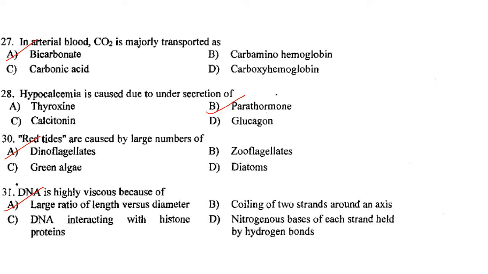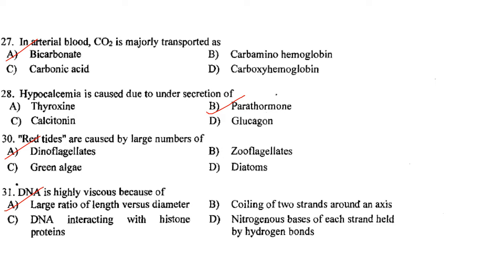Then in arterial blood, carbon dioxide is majorly transported as, so it is transported as bicarbonate. Answer is option A. Hypocalcemia is caused due to undersecretion of, so it is caused due to undersecretion of parathormone. Answer is option B. Red tides are caused by large number of, they are caused by large number of dinoflagellates. So answer is option A.